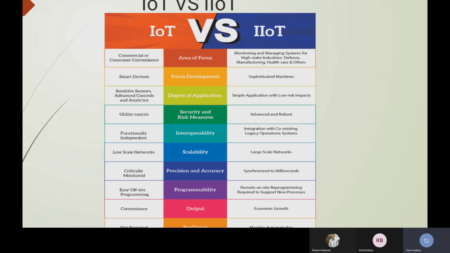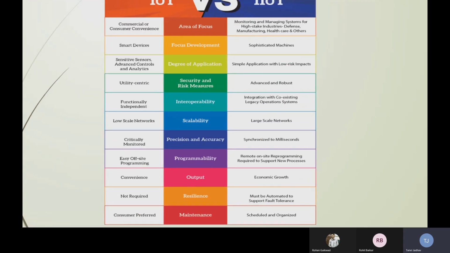Scalability. In case of IoT, low scale networks. In case of IIoT, large scale networks. Precision and accuracy. In case of IoT, critically monitored. In case of industrial IoT, synchronized to milliseconds. Programmability. In case of IoT, easy off-site programming, and in case of industrial IoT, remote on-site reprogramming required to support new processes.